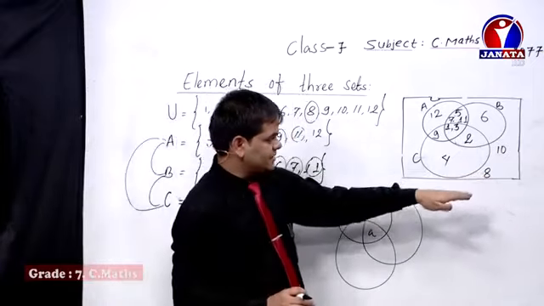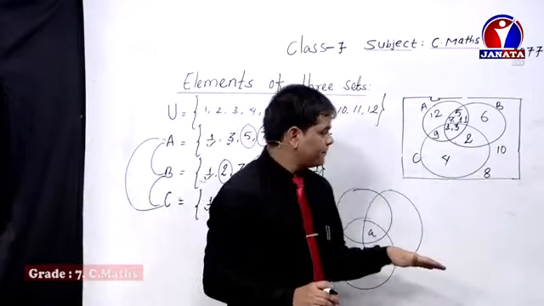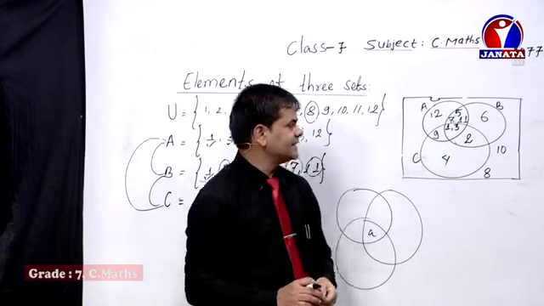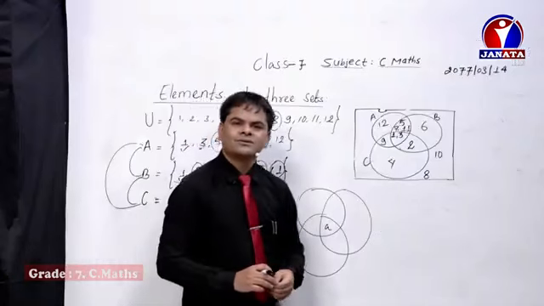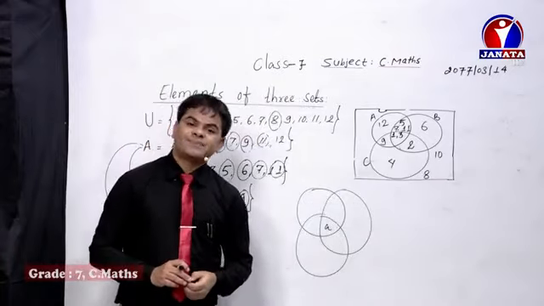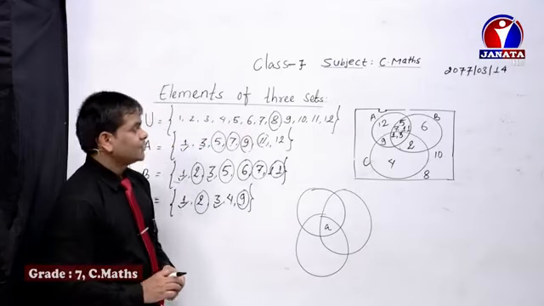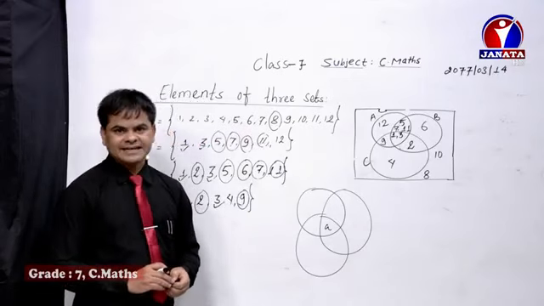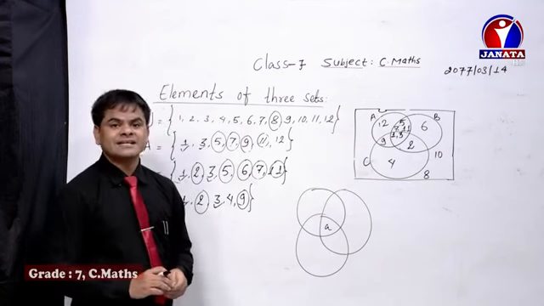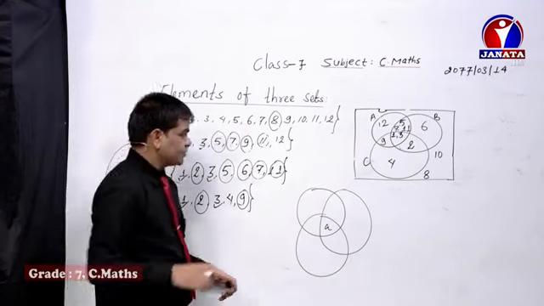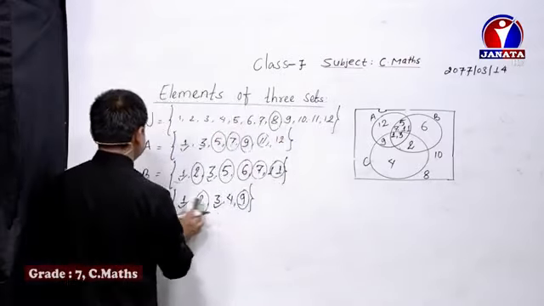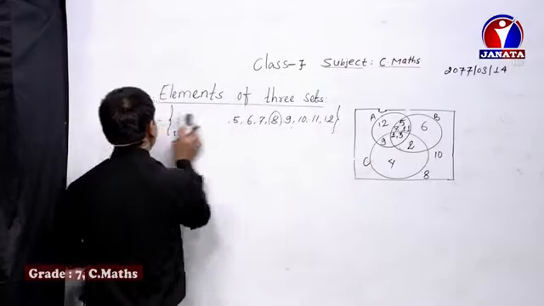I have already told you, dear students, these complement elements you can keep wherever you like, but they should be outside of all the circles presented in the rectangle. So 8 and 10 I have kept in a little bit more blank space, so that the Venn diagram becomes neat and clean and there won't be any confusion while keeping the elements inside the Venn diagram. So dear students, this is the way of plotting the information in a Venn diagram of elements of 3 sets. Once again, let's take another example, dear students.